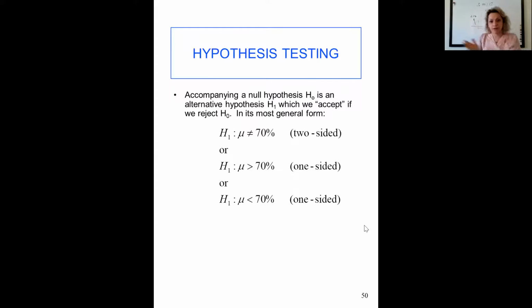So we will work on it. We would have everything on one side. So mu is going to be greater than 70%, or mu is going to be less than 70%. And we talked about that in the summary session last time. It depends on the experiments that we are working on. We can have one-sided or two-sided.